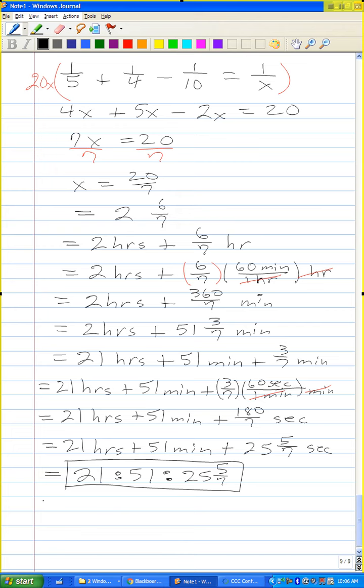So this is 2 hours, 51 minutes, 25.714285, and then it starts repeating again. And so that's another way of writing it. Okay, and let's see. I think that's it. Yeah, that's it. So that's it.